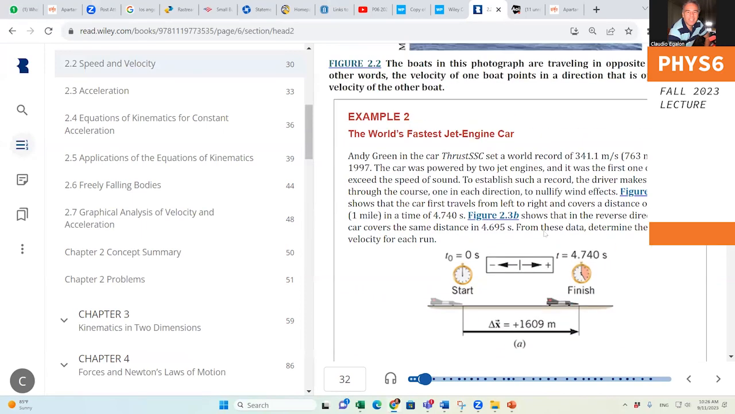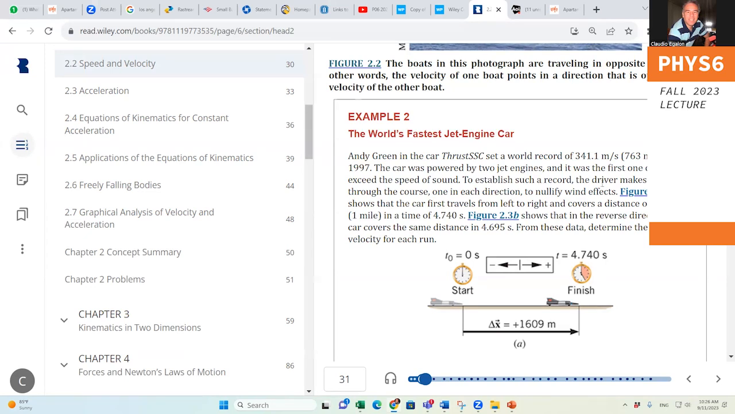And, example. We can come up with an example. Andy Green in the car, Thrust SSC, set a record of 341 meters per second. This is supersonic speed, okay? Actually, transonic speed. We don't call it supersonic, we call it transonic. It was 1997. The car was powered by two jet engines, and it was the first one officially to exceed the speed of sound.